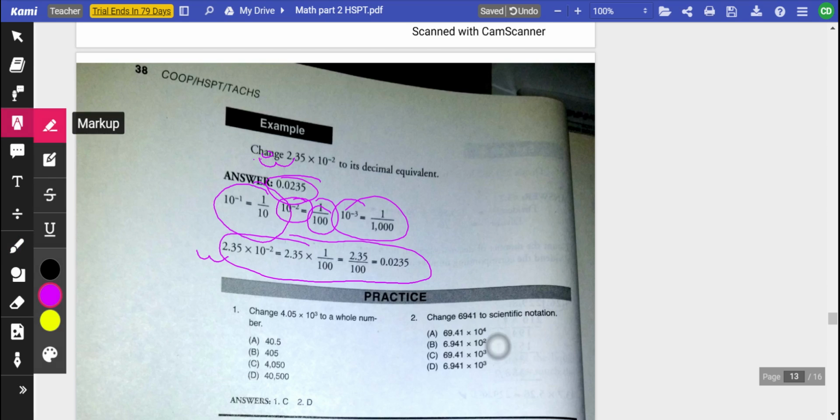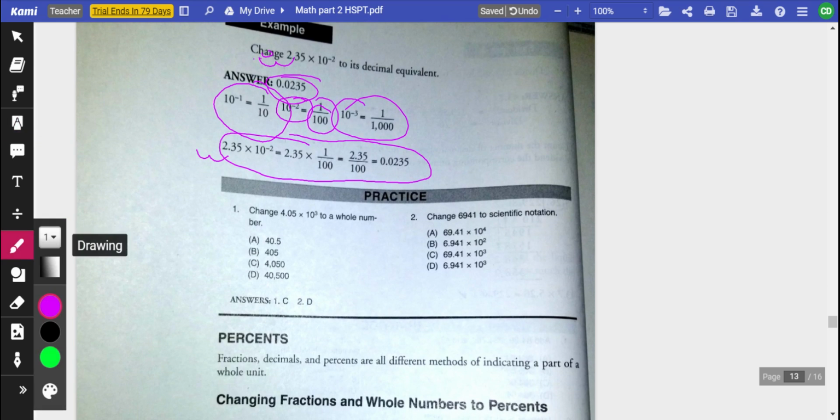Then the next one, they are asking us here in our practice to change 4.05 times 10 to the third to a whole number. So we're going to end up multiplying it by 10 to the third, which means we're going to move our decimal point over 3 times because we're multiplying by 1,000. 1, 2, 3. I need to hold that place with a 0. So we end up with 4050. Is that an option? Yes, it is. It's C.